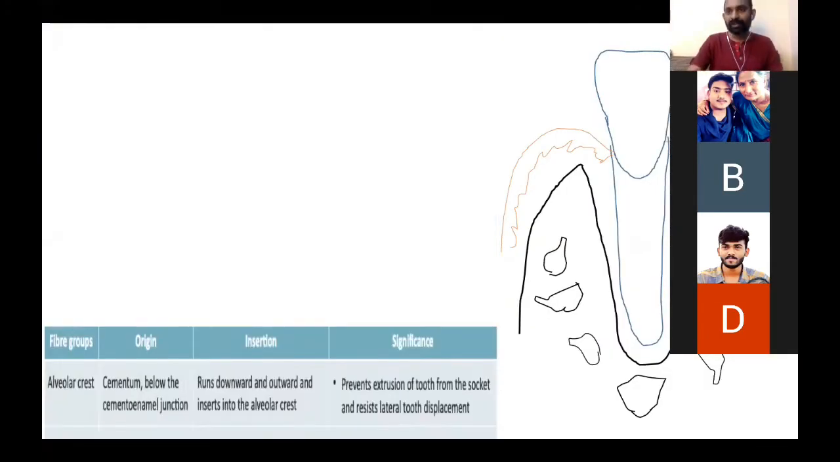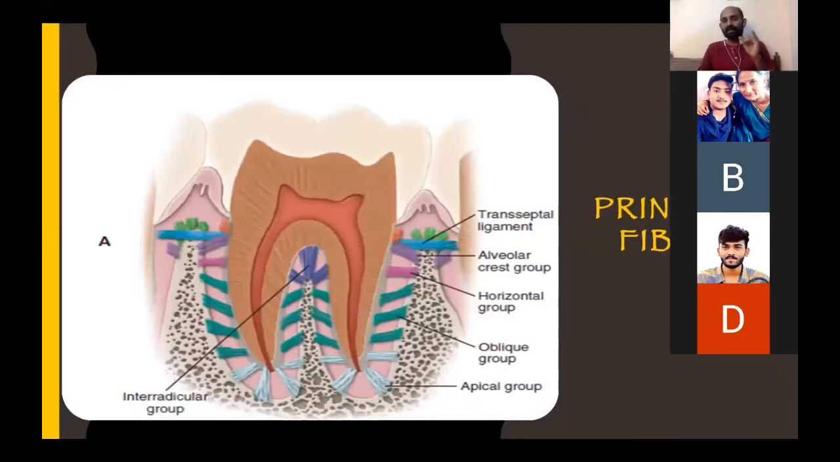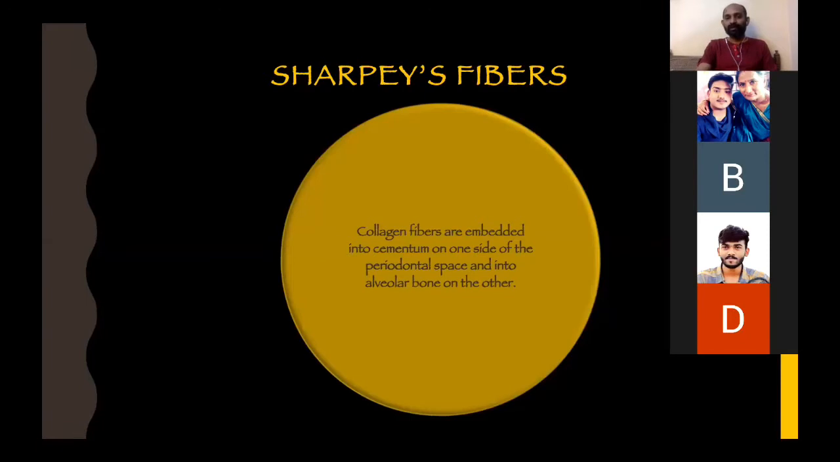Now on the fiber system, we said collagen is the most important fiber. Collagen is made up of type 1 and type 3. Type 1 constitutes 70%, type 3 is 30%. This collagen is grouped into different groups called the principal fibers. We just went through all those principal fibers. Then the second group of fibers is what are called Sharpey's fibers. By now I know all of you are aware of what Sharpey's fibers are.